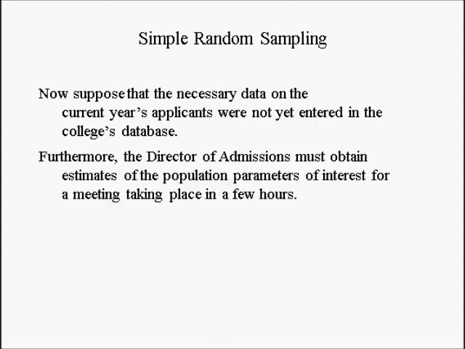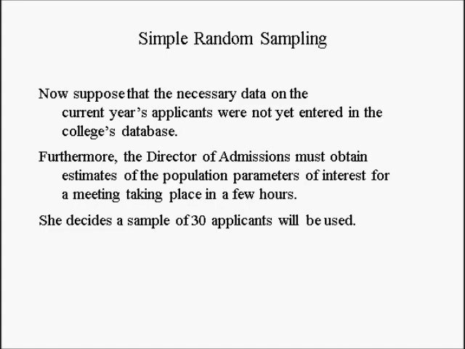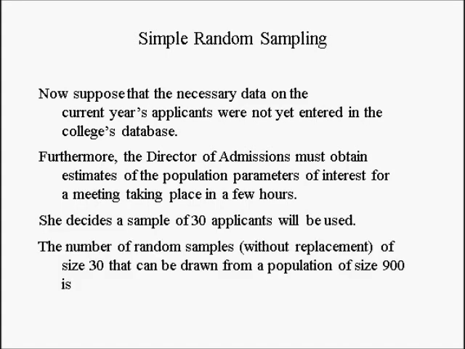Now suppose that the necessary data on the current year's applicants were not yet entered in the college's database. That is, 900 applications to the college for the current year are stored in some box. Furthermore, the Director of Admissions must obtain estimates of the population parameters of interest for a meeting taking place in a few hours. She decides a sample of 30 applicants will be used.